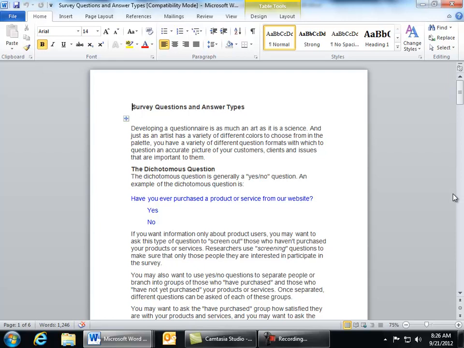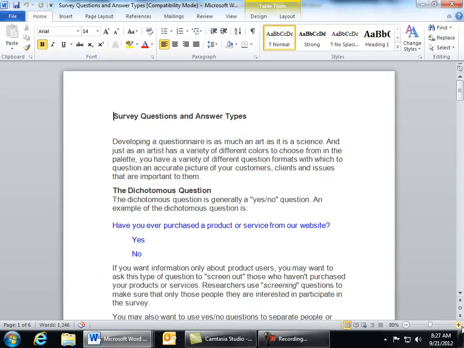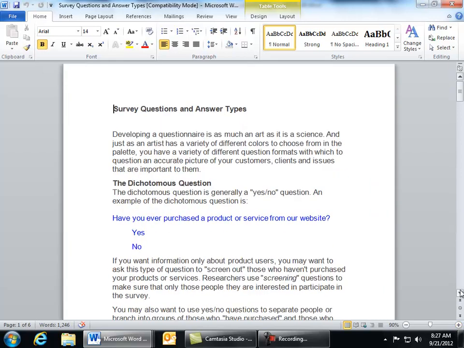If you want information only about product users, you may want to ask this type of question to screen out those who haven't purchased your products or services, or maybe one who hasn't used your product. And by product, I mean what you're really looking to research. Researchers use screening questions to make sure that only those people they are interested in participate in the survey. So of course, if they answered no, you'd knock them out of your research.